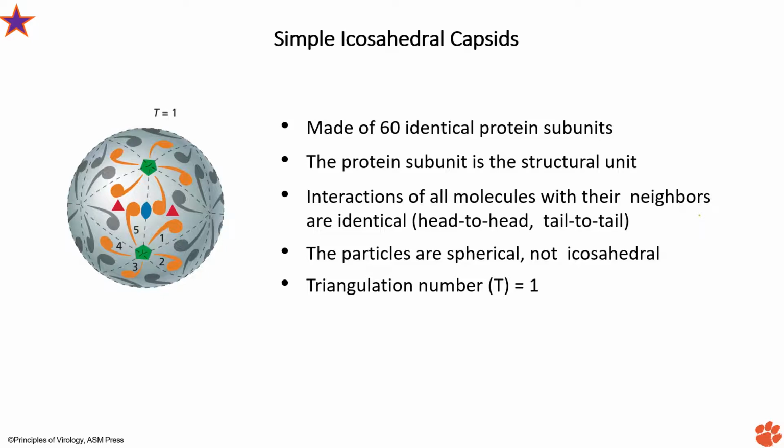Also remember that when you need T equal to 1, how many proteins do you have per triangular face? Remember that you have a trimer, so 3 proteins will be your answer. Yeah, that will do it.